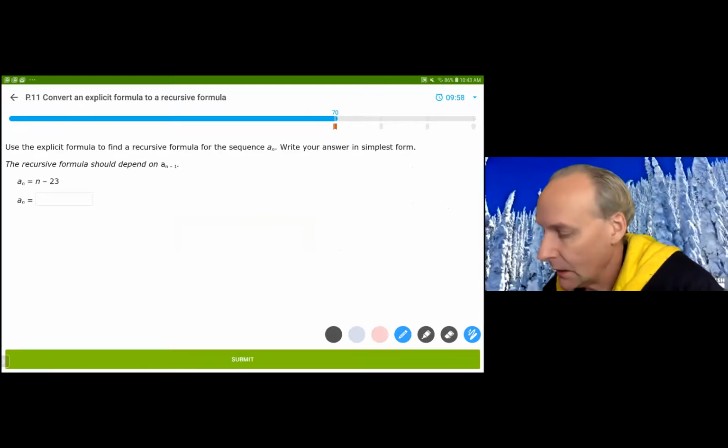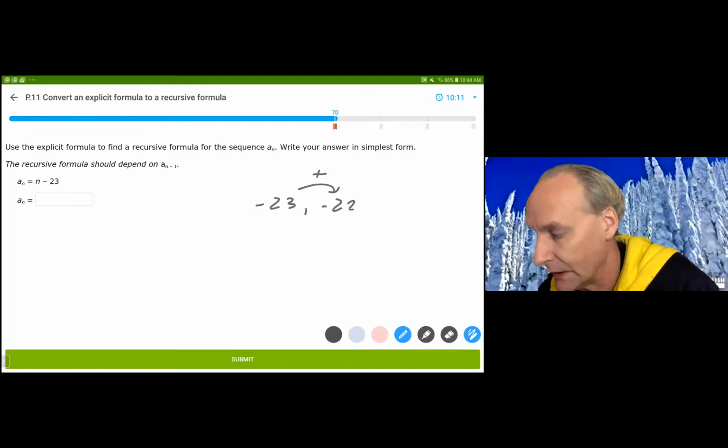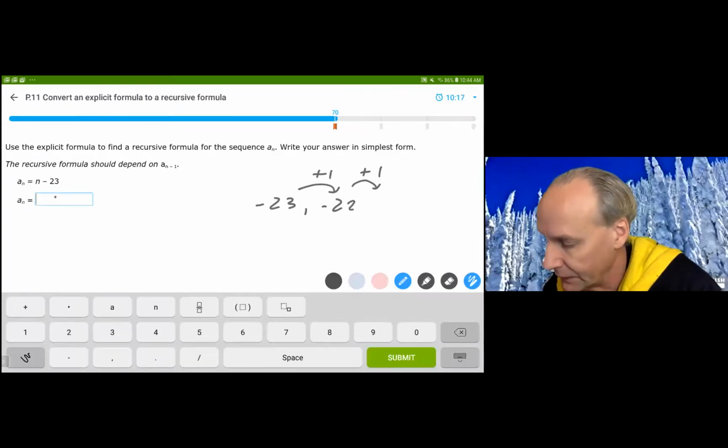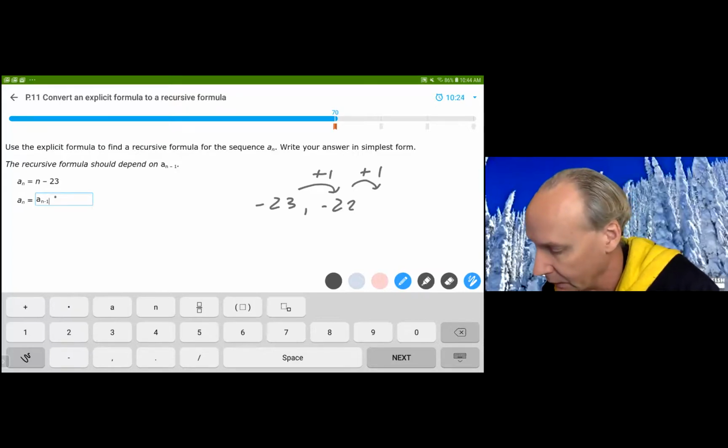Okay, what's my slope? Don't let this freak you out. Remember, -23 is my 0 term, and the next term is going to be -22. Notice it's only increasing by 1, and it's increasing by 1 because there really is a 1 in front of that n. So don't let it freak you out. It's okay. We're just adding 1, aren't we? Don't forget to go up +1. That's all.